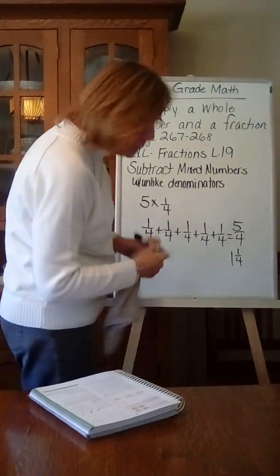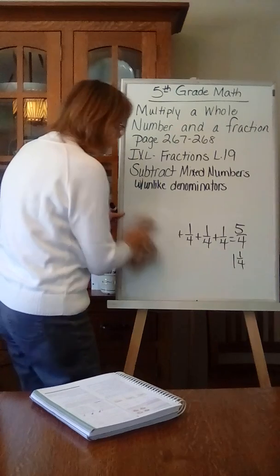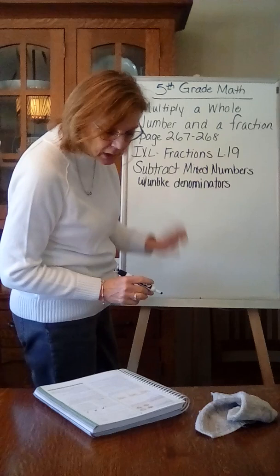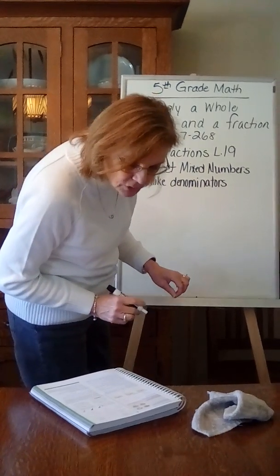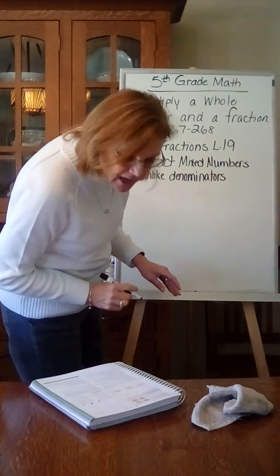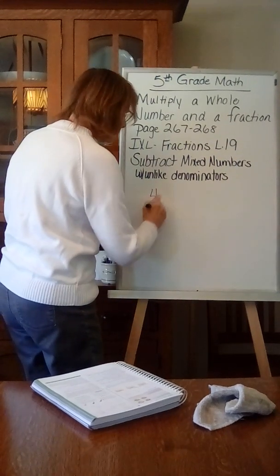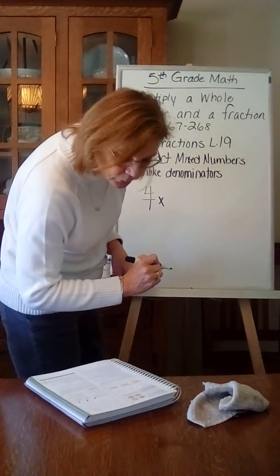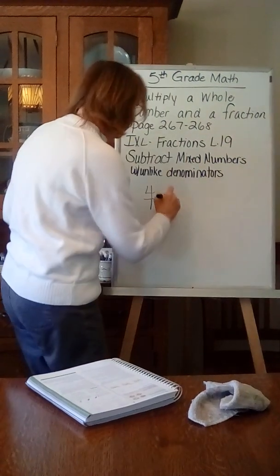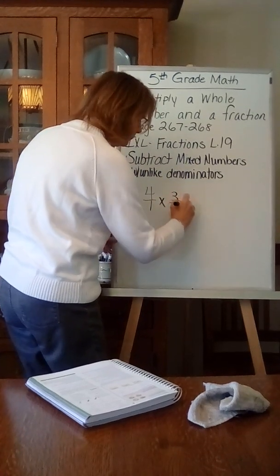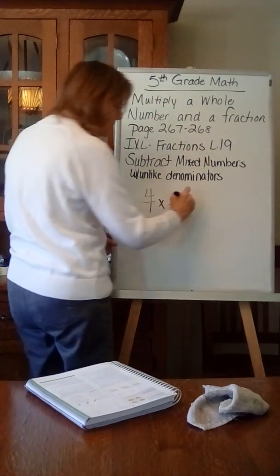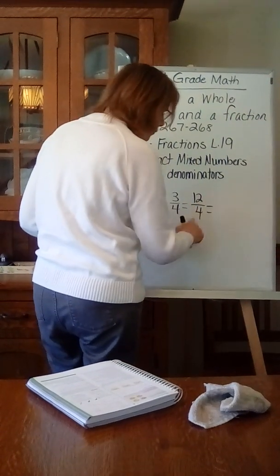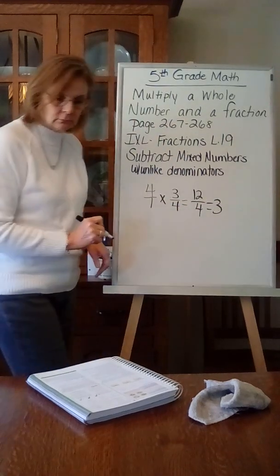Now in the next group, we're going to multiply. That's where we're going to take that whole number and we're going to put a 1 underneath it to give it a denominator. So look at number 5. Number 5 says 4 over 1. I'm going to give it a fraction. Times 3 over 4. All right? 4 times 3 is 12. 1 times 4 is 4. 4 can go into 12 3 times.